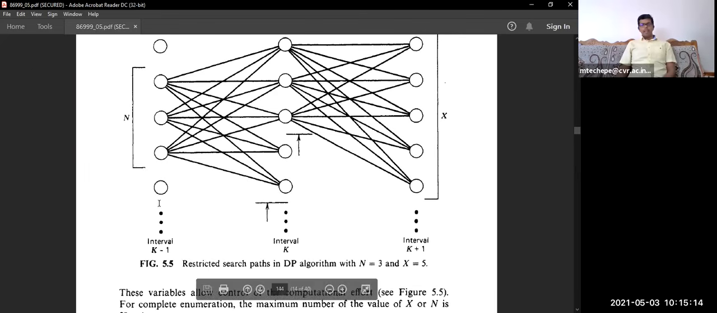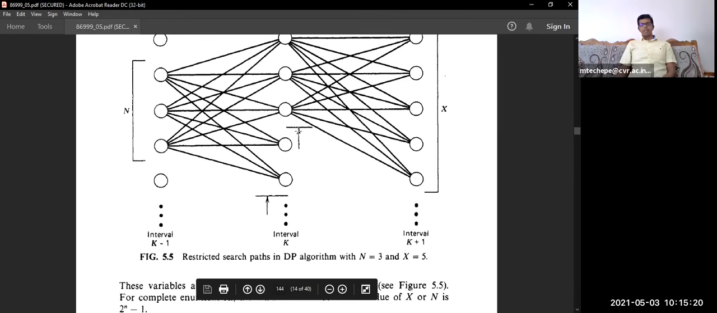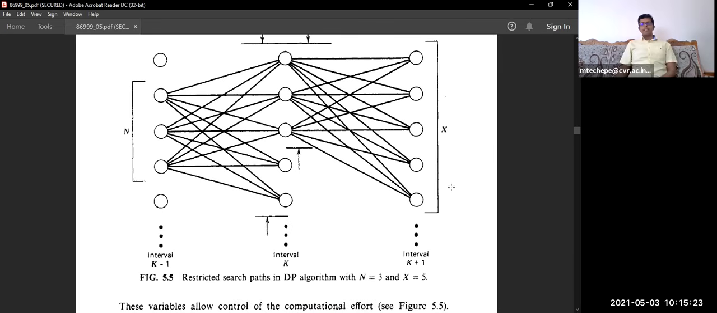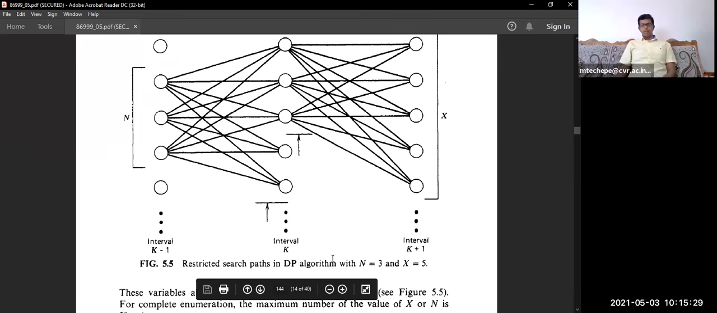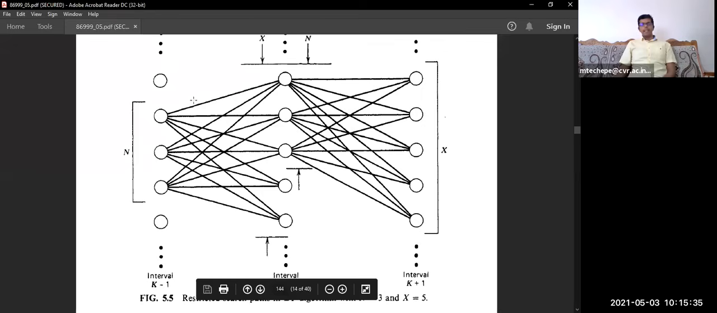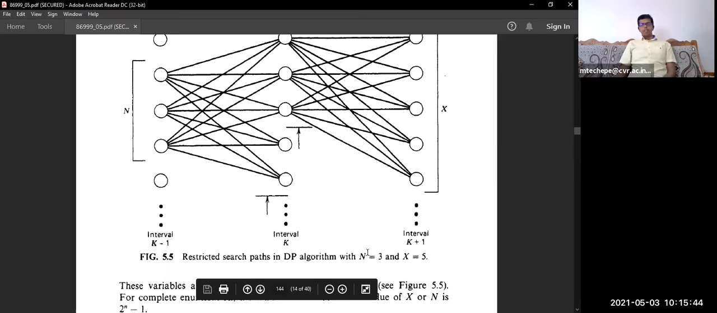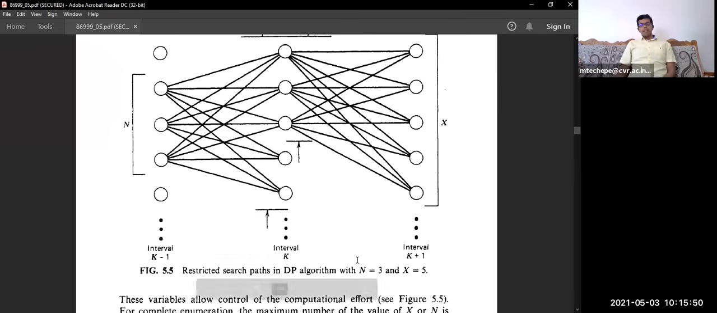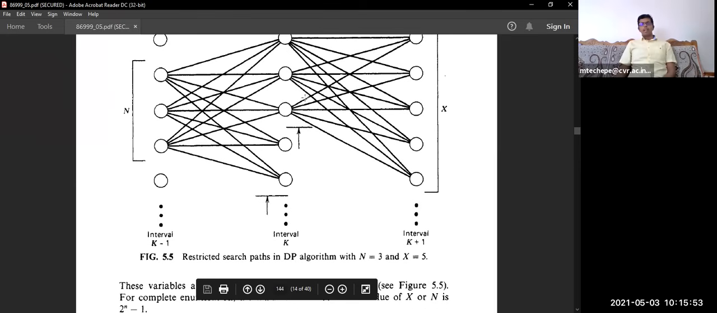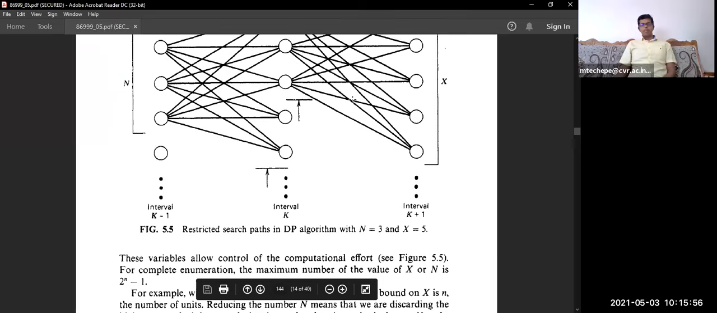This is the k minus 1 interval, this is the kth interval, the hidden layer from the kth interval, and again it goes to the k plus 1 interval. This is the restricted search paths of the dynamic programming algorithm with N equal to 3 and X equal to 5. So input we are taking as 5, 1 2 3 4 5, and the number of layers we are taking as 3, and we are going for the forward dynamic programming method.